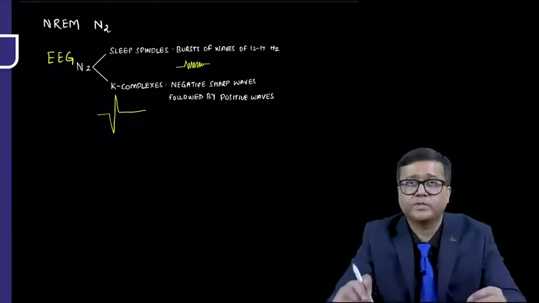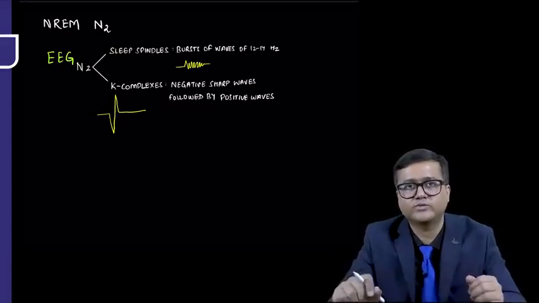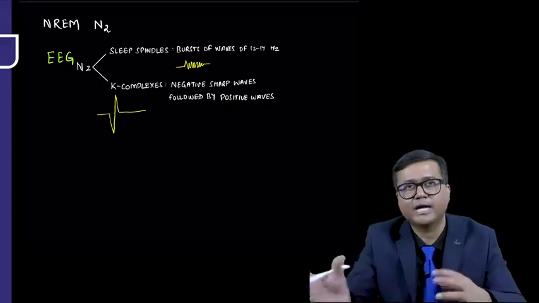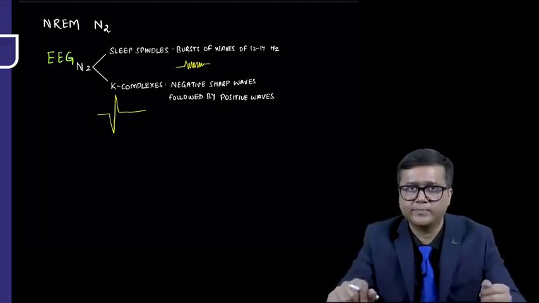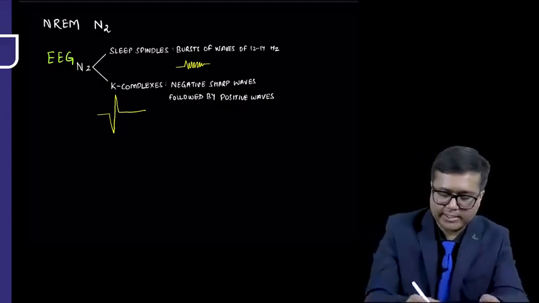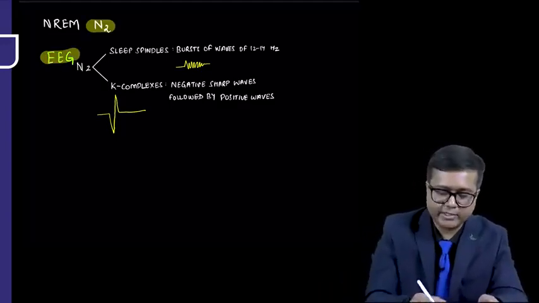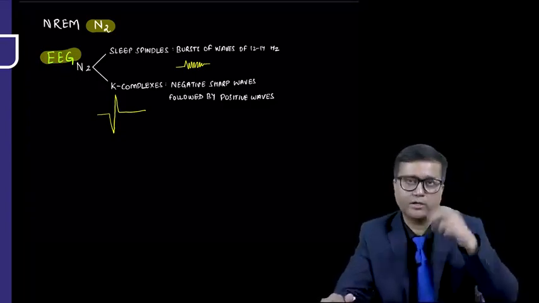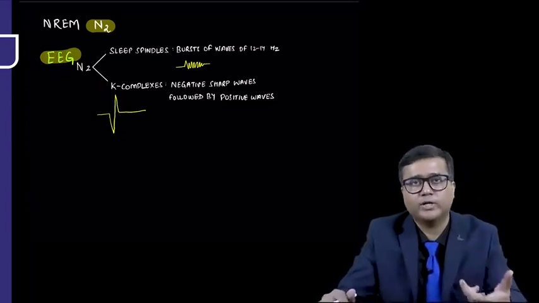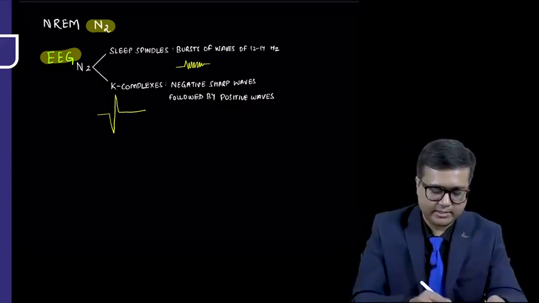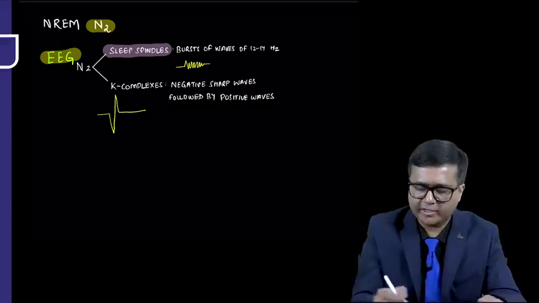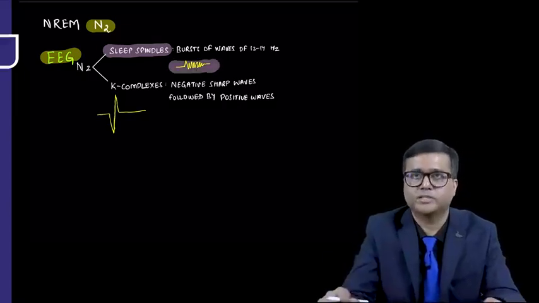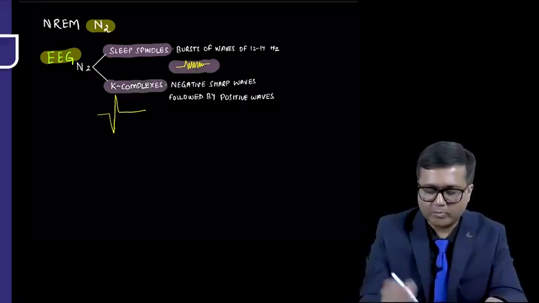In sleep we have two phases: one is NREM and the other is REM. NREM is further divided into N1, N2 and N3. Now, if you look at the EEG findings of N2, there are two important findings. One is sleep spindles, which are bursts of activity of around 12 to 14 hertz. And there are K complexes.